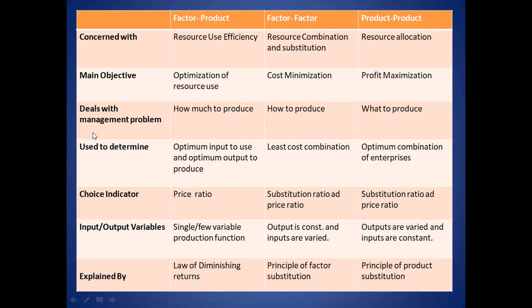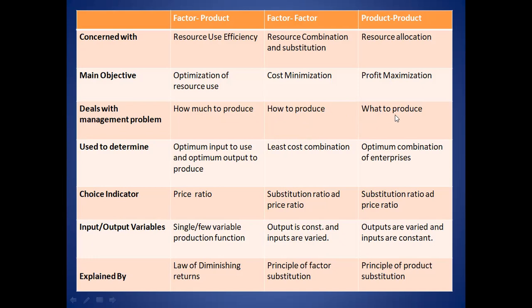Then next deals with the management problem, which I have already told you. Factor-product is how much to produce. Factor-factor is how to produce. And product-product is what to produce. Why? See, factor-factor means how to produce. You are using 2 inputs, how to substitute them, what ratio you will make, so that with minimum cost you can produce your fixed product. That's why it is how to produce.